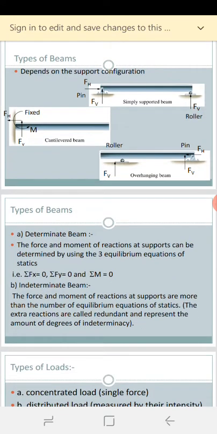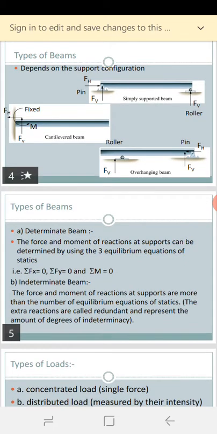Now, types of beam. I know you know about the types of beam, I will just revise the things. Simply supported beam means either end is a pin or a roller. So in a simply supported beam, one end is a pin end and another end is a roller end. Now in a fixed beam, one end is fixed and another end is free. And in a fixed beam there are three unknowns: rotation, horizontal reaction, and vertical reaction.